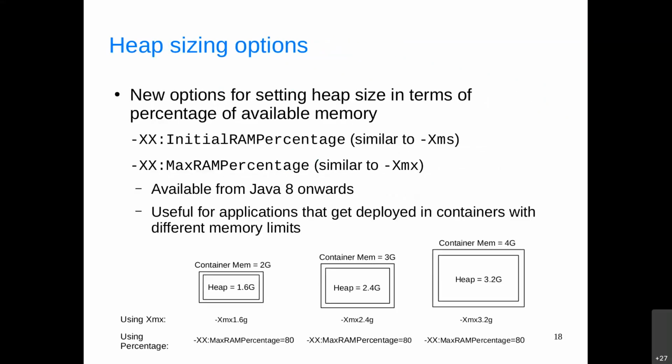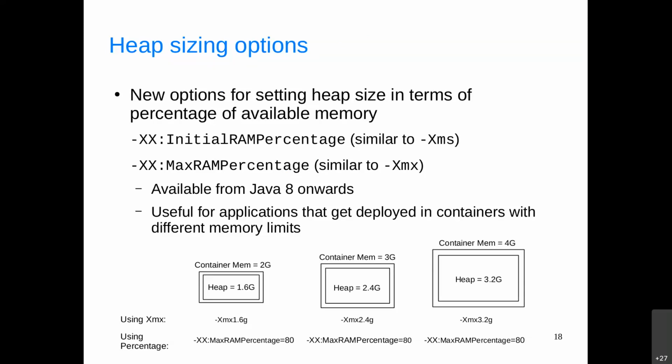Then the next is a couple of options that we have added related to the heap sizing. These are the initial RAM percentage and max RAM percentage. These options are similar in their behavior to the Xms and Xmx options, which have been used so far to set the initial and the max heap size.